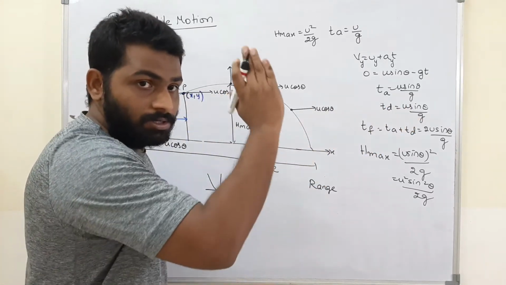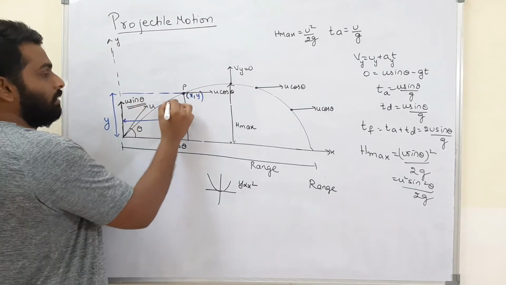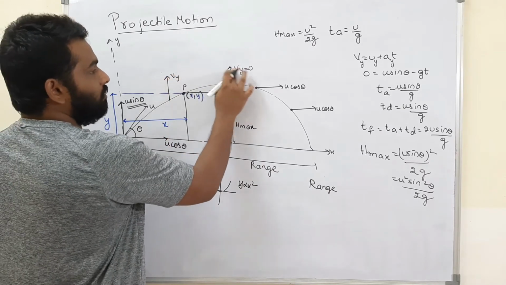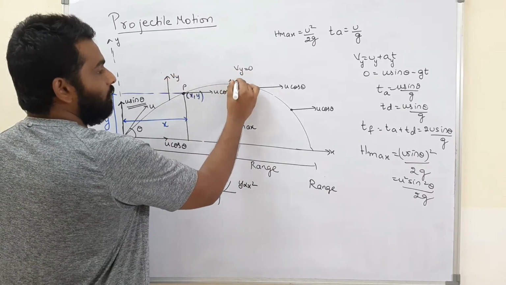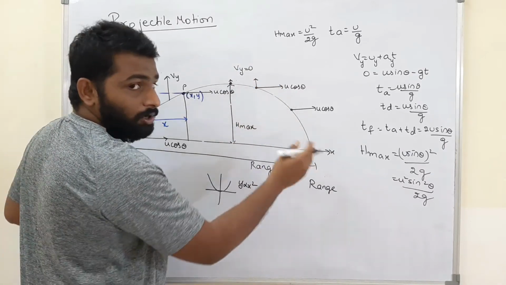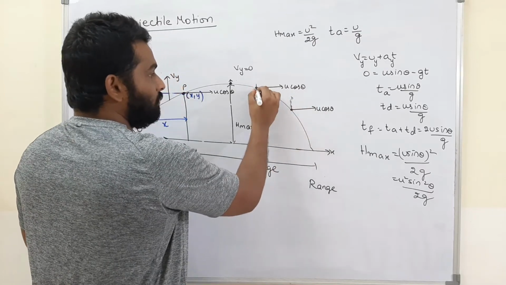Only the vertical velocity will change like this. Here the vertical velocity is maximum. Here the vertical velocity is this much, Vy. Here the vertical velocity is 0. Here the vertical velocity is a smaller value. As it is coming down, the velocity gradually increases. Therefore, the magnitude will increase like this downwards.